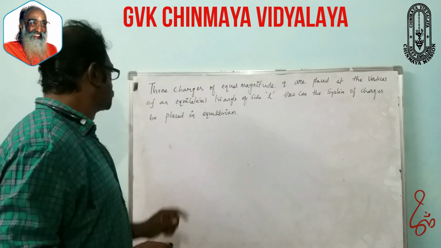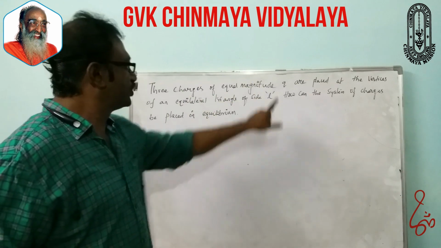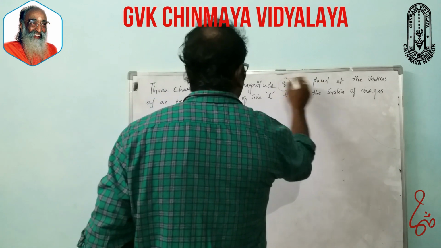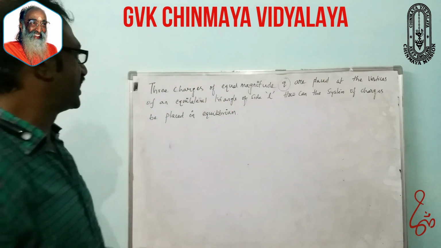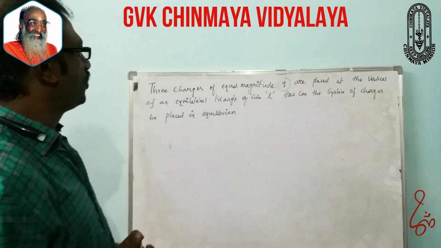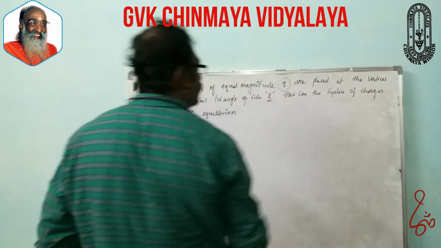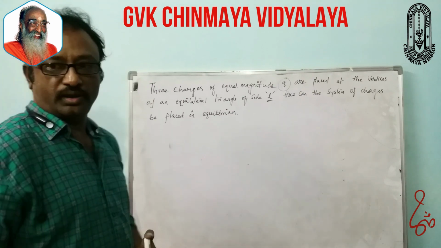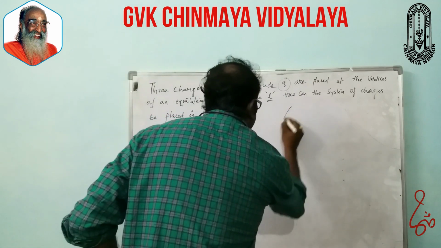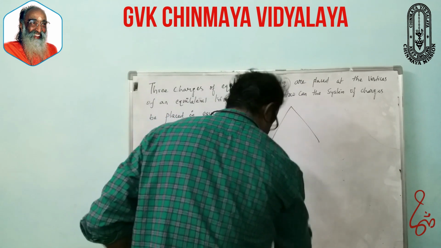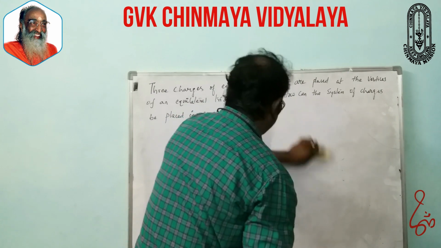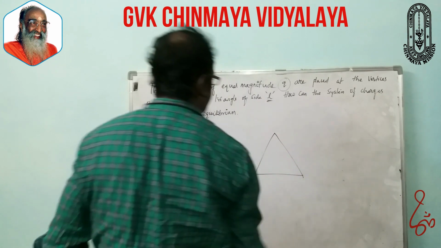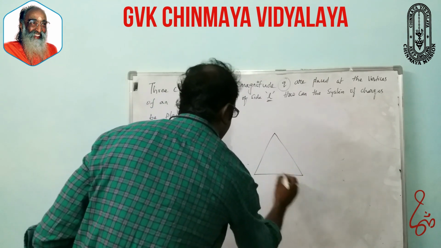Look at the numerical. Three charges of equal magnitude Q are placed at the vertices of an equilateral triangle of side L. How can the system of charges be placed in equilibrium? Now here is the equilateral triangle, and each side is L.